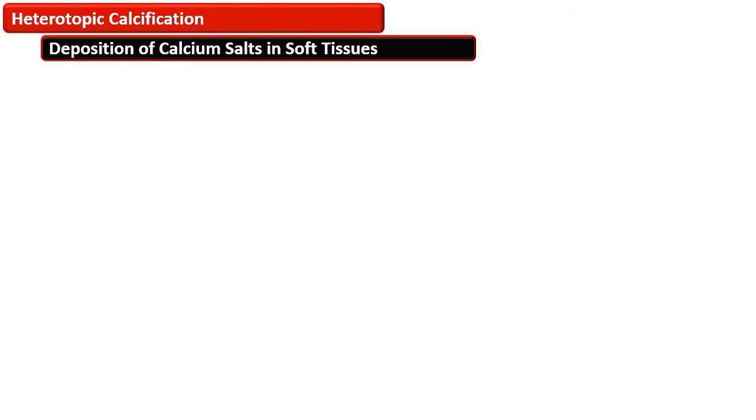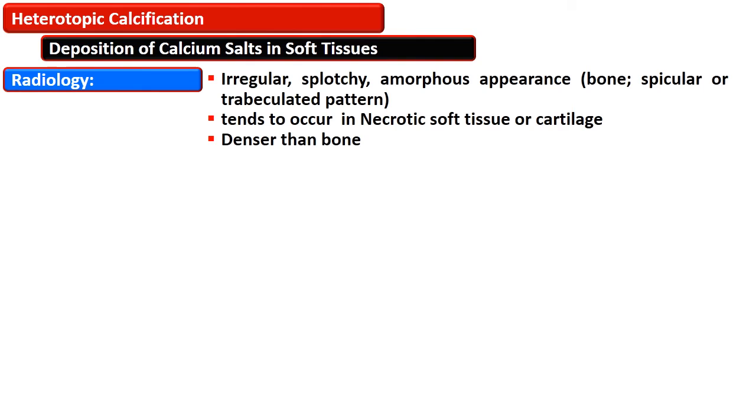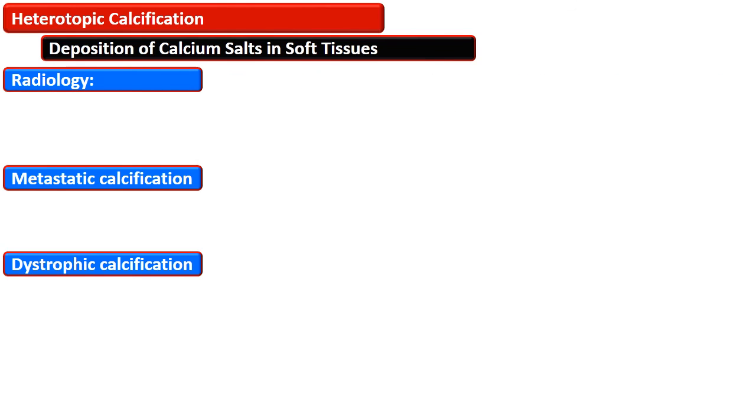The heterotopic calcification is a term which is used to describe the deposition of calcium salt in the soft tissue. Radiologically, this is distinct from heterotopic ossification, as this heterotopic calcification is irregular, splotchy, and amorphous in appearance on radiology, while the heterotopic ossification appears spicular or trabeculated in appearance. The heterotopic calcification tends to occur in necrotic soft tissue or cartilage, and these are denser than the bone.